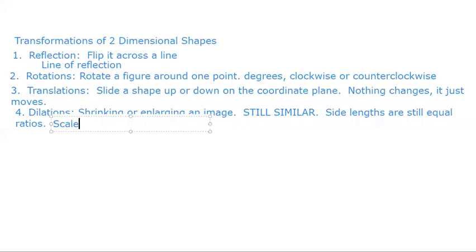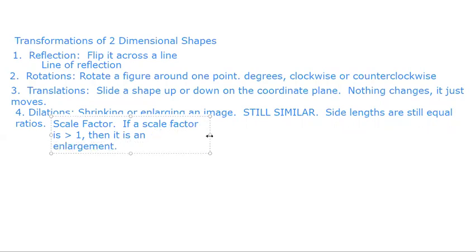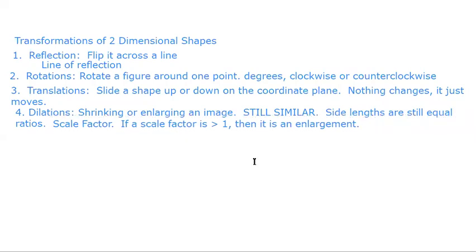And in dilations, we will use that scale factor again. If the scale factor is greater than 1, then it is an enlargement. Conditional statement there. If the scale factor is less than 1, then it is a reduction or shrinking. I'm going to make sure I got all my pieces of information in there. So let's look at some examples of all of this.